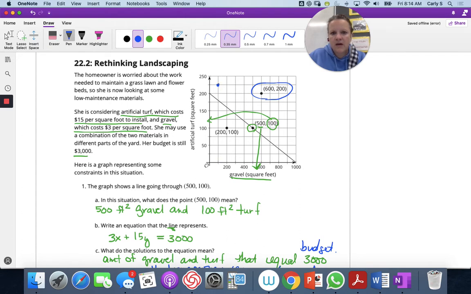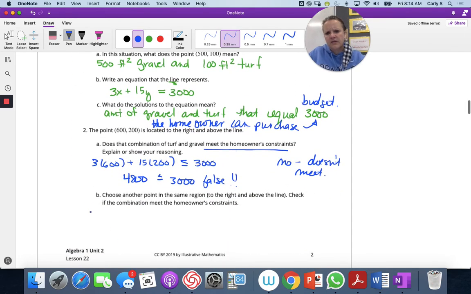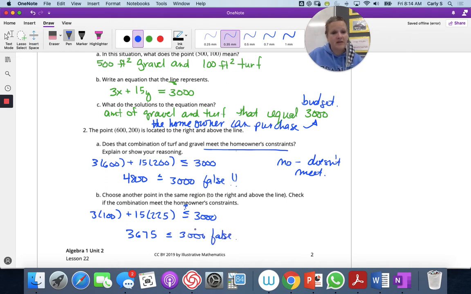So gravel is 100, turf is 225. So gravel is 100 and turf is 225. Okay, those are smaller numbers. Maybe they will be within budget. 15 times 225 is 3,675. And that is also false. Okay, so that does not meet the homeowner's constraints.